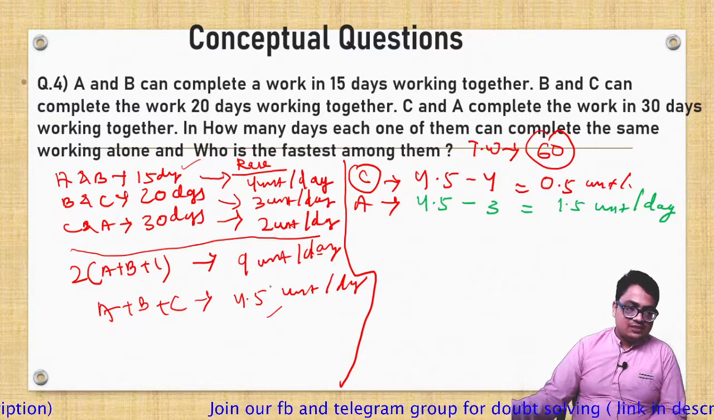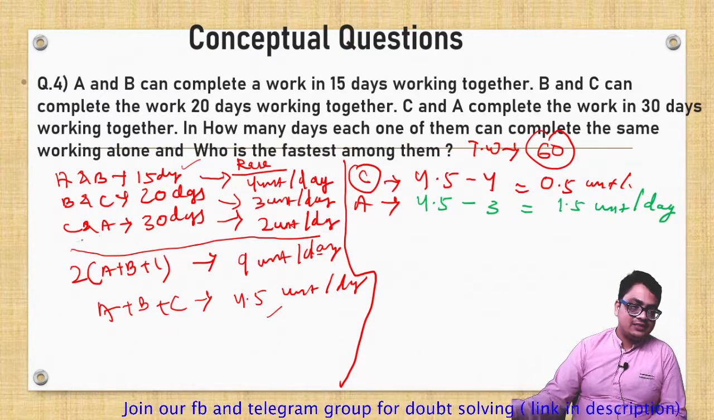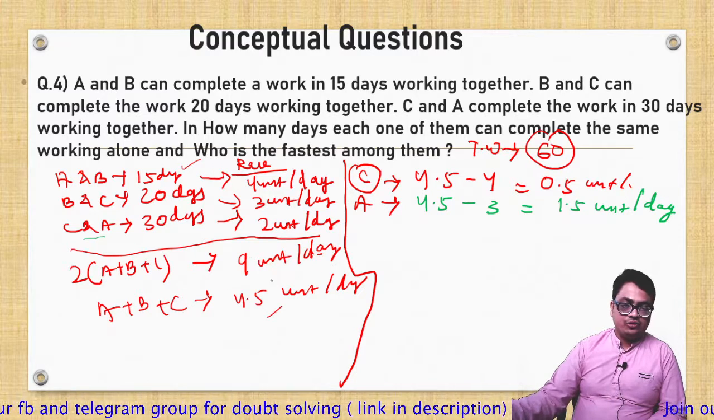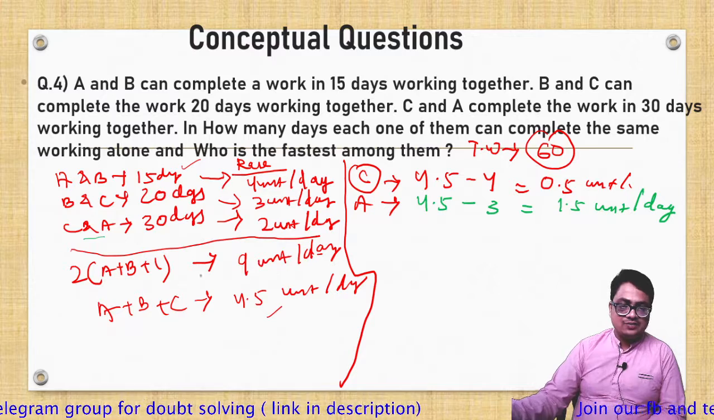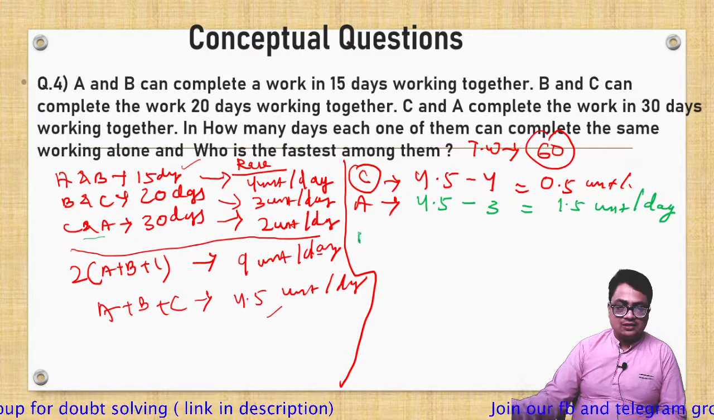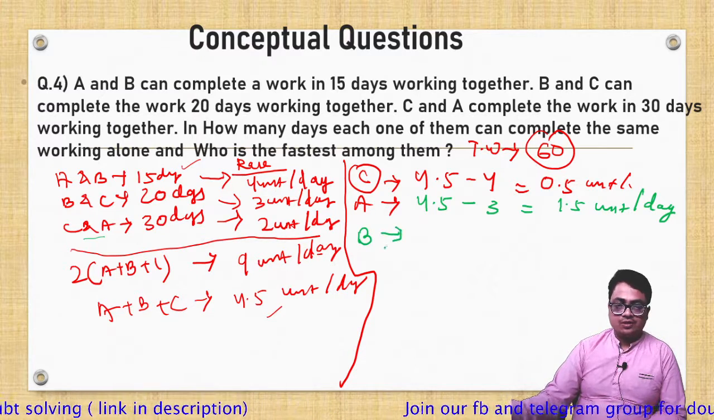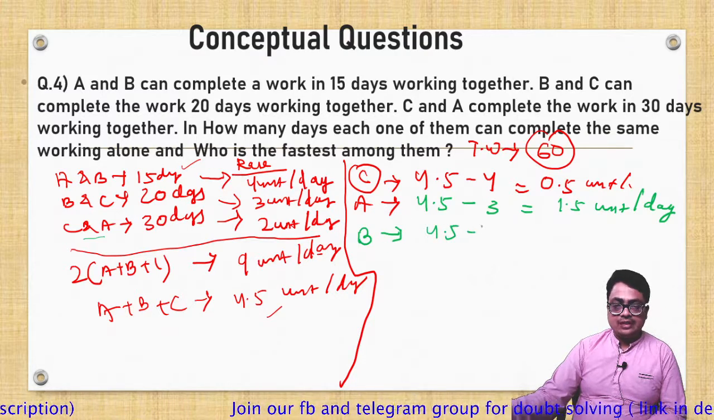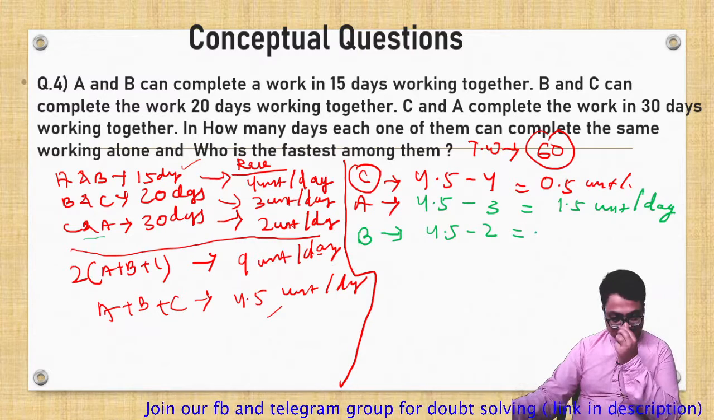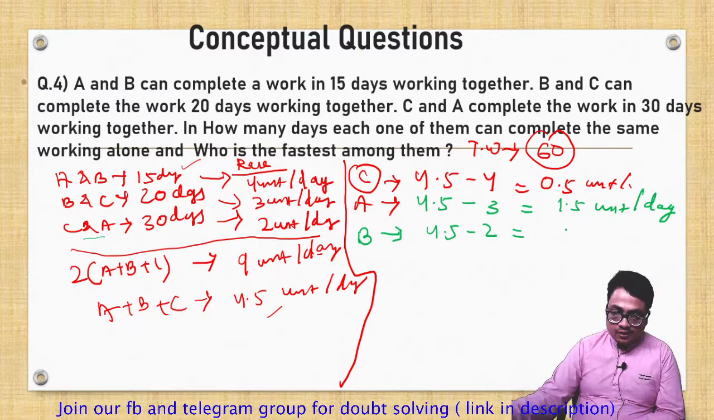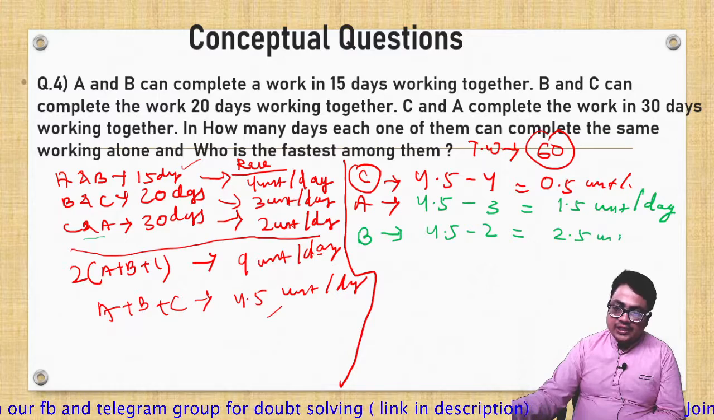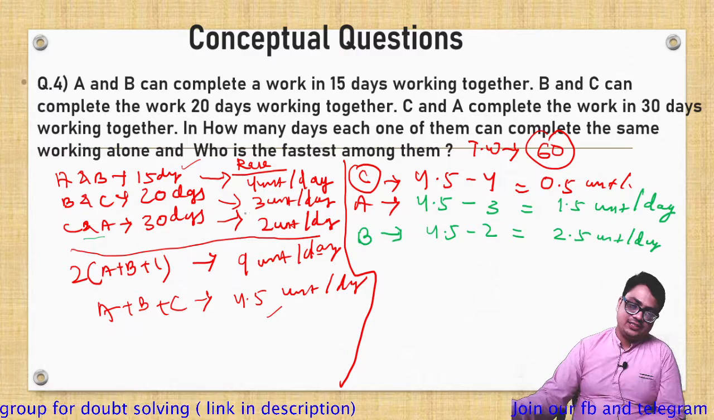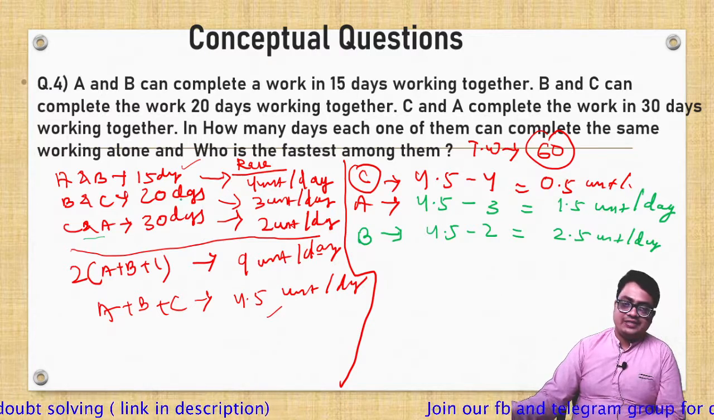Now C and A is given here, and A, B, C is given here. So you can find B from the third expression. The rate of B is nothing but 4.5 minus 2, that will be 2.5 units per day. So this is the rate of A, B, C.